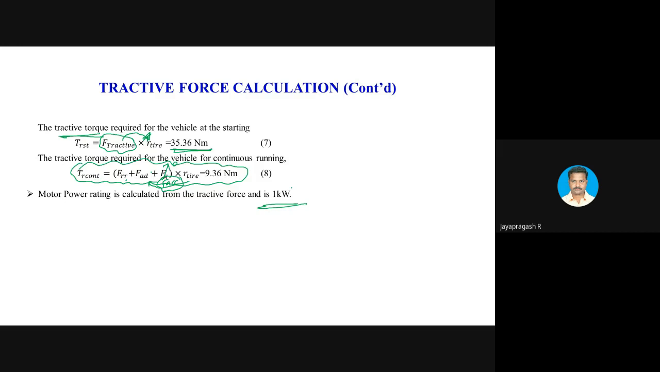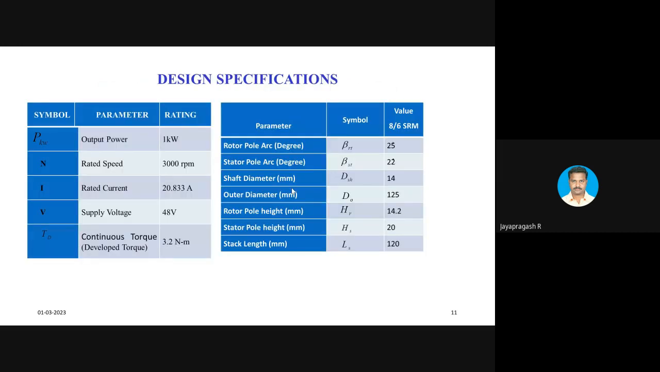Now we have to design the machine. So this is also a design procedure actually. Now the design specifications we are going to fix. The power rating of the machine is 1 kilowatt. Rated speed I fixed at 3000 RPM actually. I'll tell you why it is 3000 RPM. Rated current is 20.83 ampere. Supply voltage is 48.